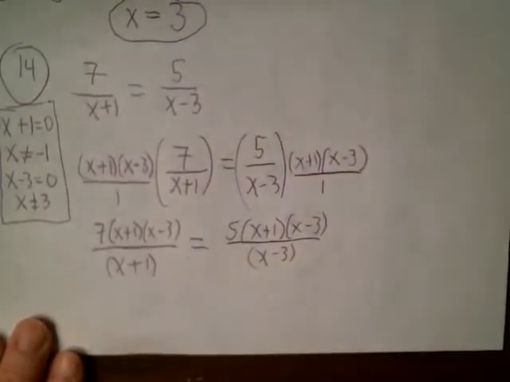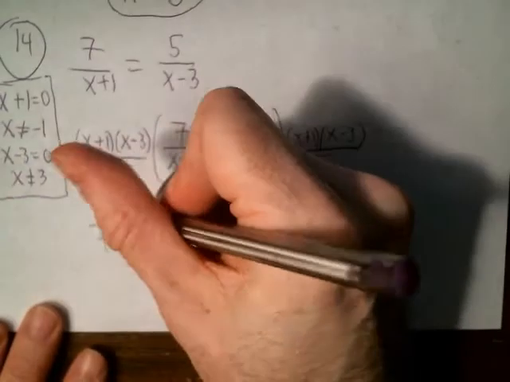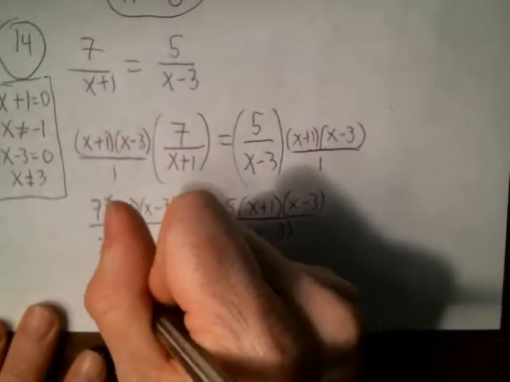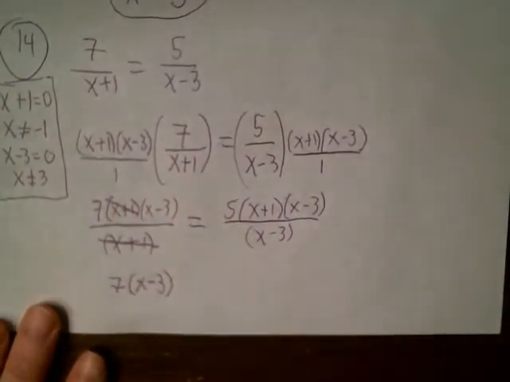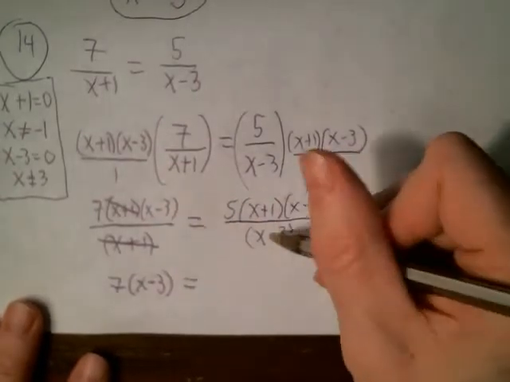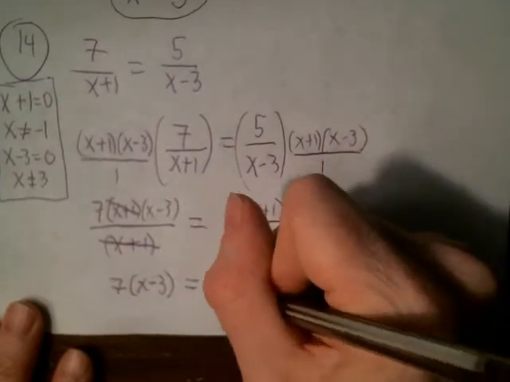Looks like that. And then you see that the fractions simplify, right? So this divides into that, leaving me with just the 7 times x minus 3 over 1, which is just 7 times x minus 3. On the right-hand side, the x minus 3's divide out, and you're left with 5 times x plus 1.